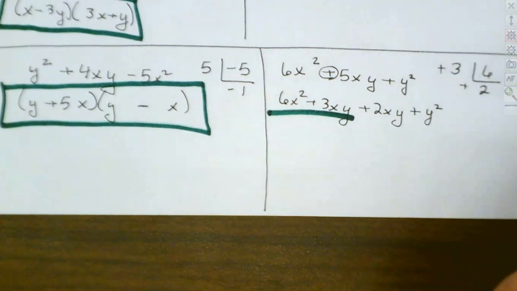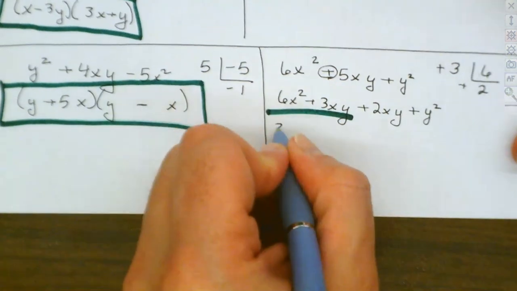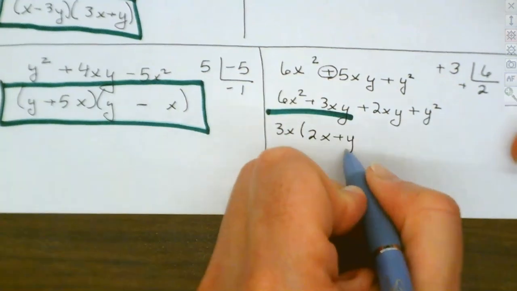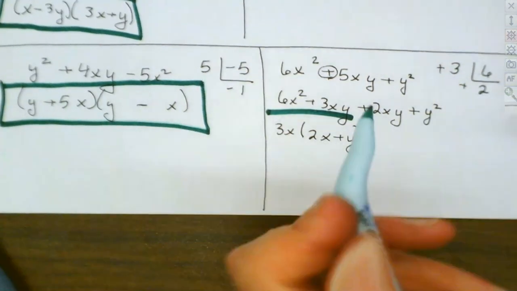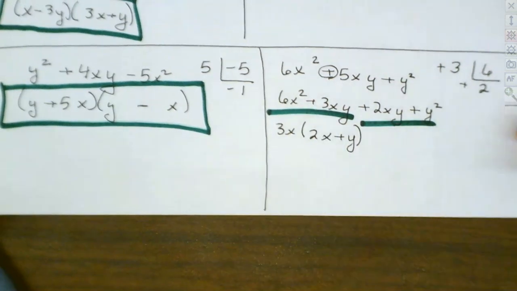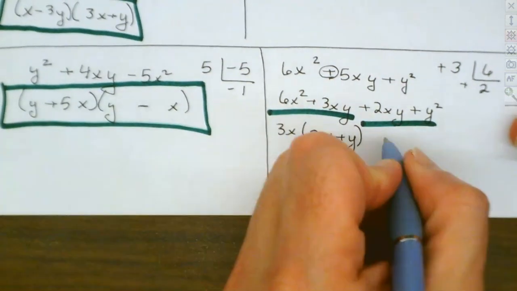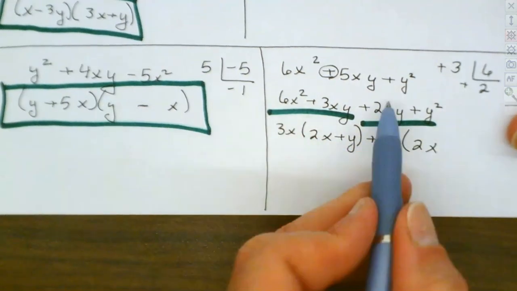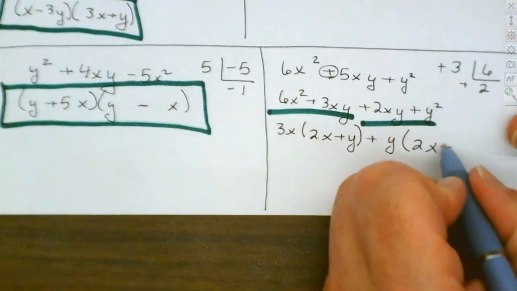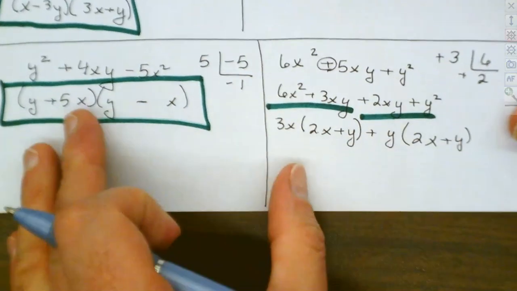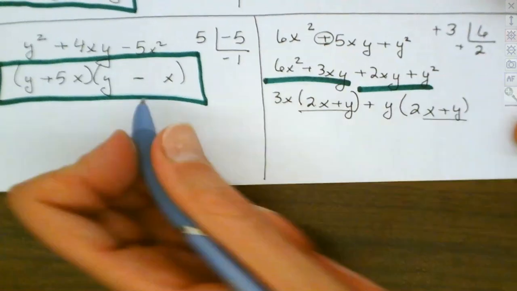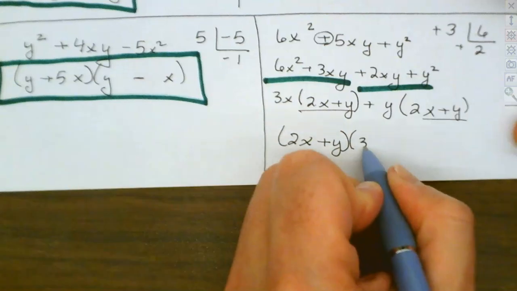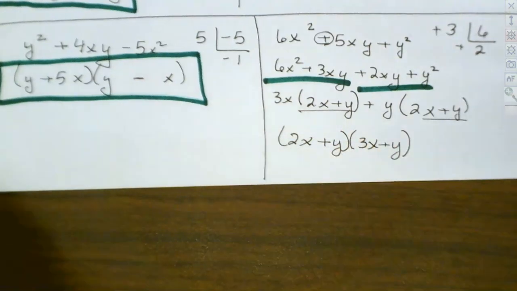Factor out 3x. And that leaves you with a 2x, looks like, plus y. Factor out the y here. This is all things we've done before. It's nothing really new. And that leaves you then with the same 2x, right? Plus y. Those are the same. Now we have 2x plus y, 3x plus y.